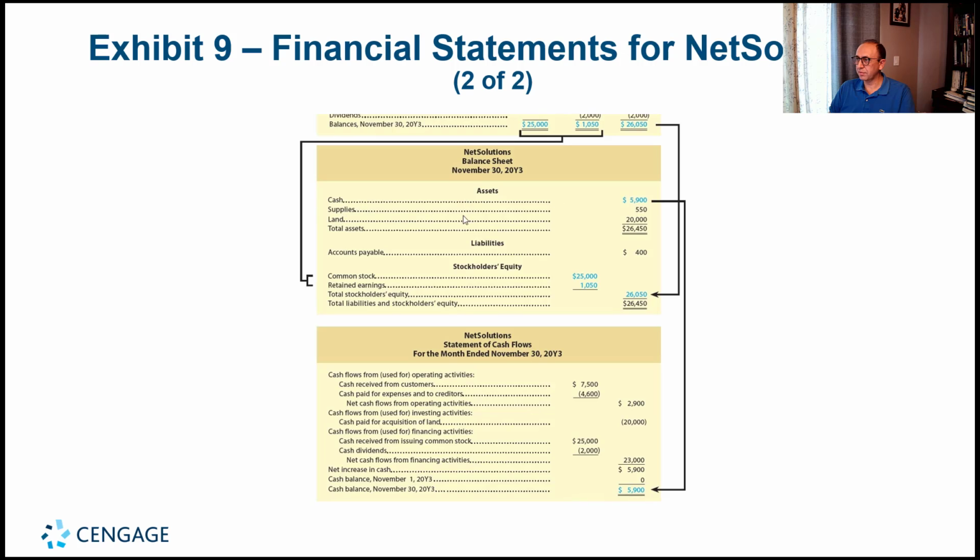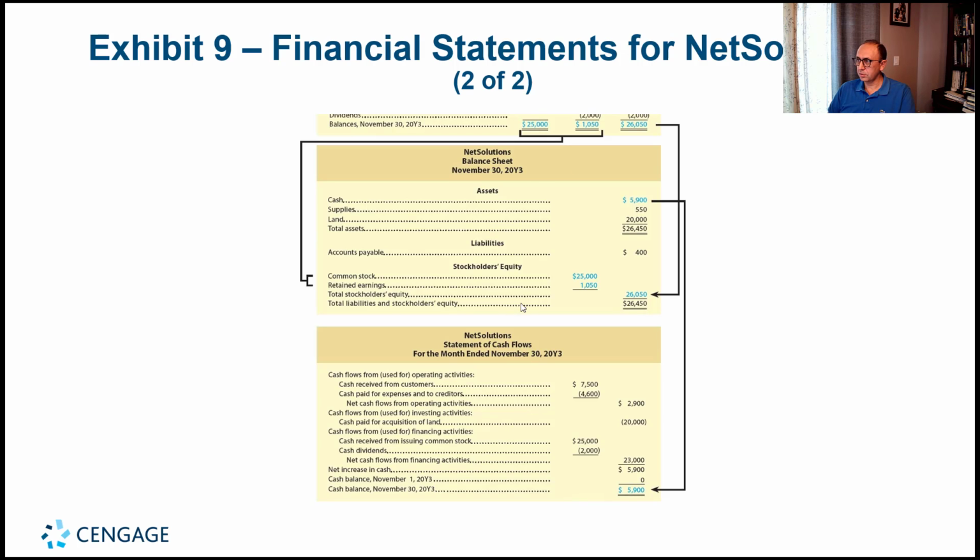So we have cash, we have supplies, we have land, and that will give us total assets of $26,450. And then with liabilities, we have accounts payable of $400. And then the stockholders' equity, you have the common stock, and we have the retained earnings, which we brought from the statement of stockholders' equity. And their total is $26,050. We add the $26,050 to the liabilities, and we get the total liabilities and stockholders' equity of $26,450. These two values should match, the total assets and the total liabilities and stockholders' equity. Remember, the balance sheet is based on the accounting equation, and that's why total assets should always equal total liabilities and stockholders' equity.